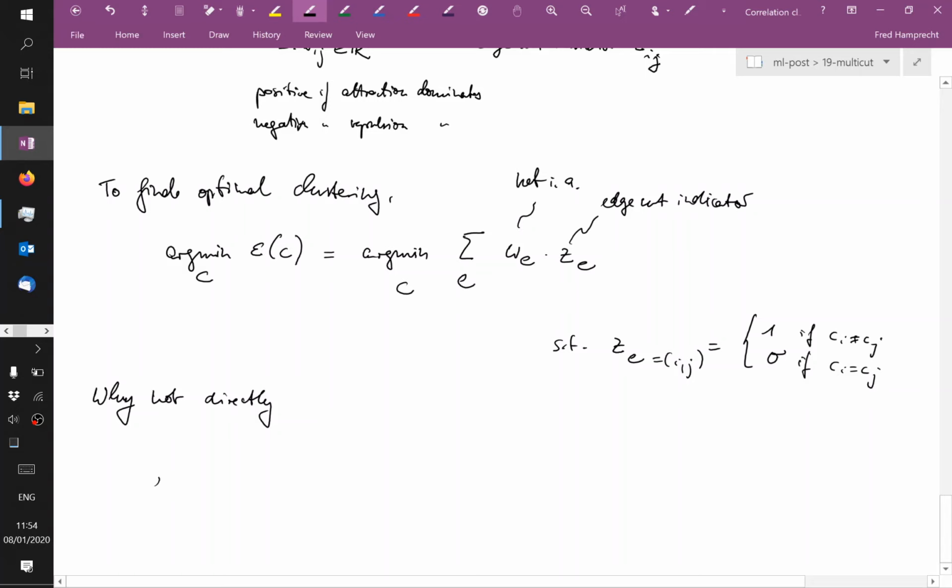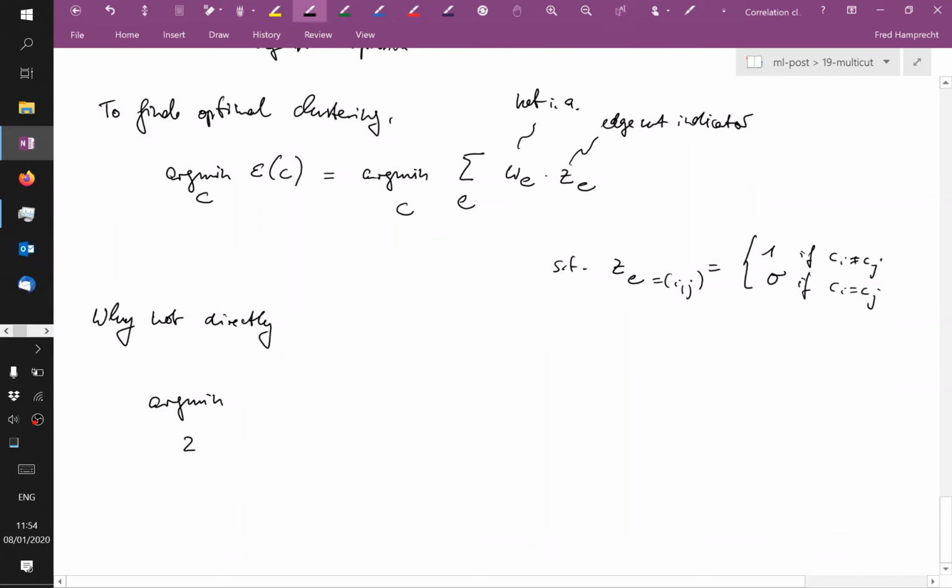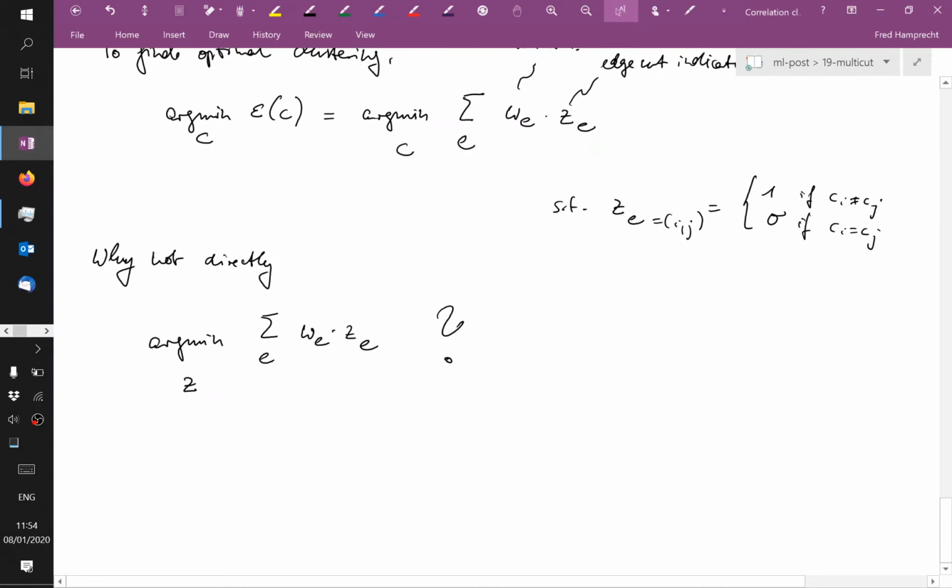So why not go directly argmin over Z, sum over edges, net interaction times edge cut indicator. Okay, any ideas of what's the problem here?